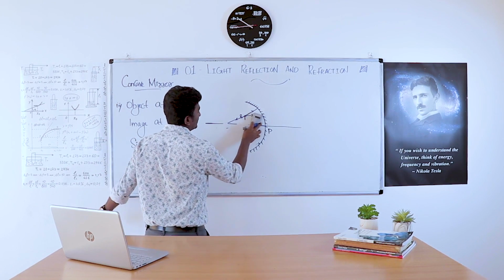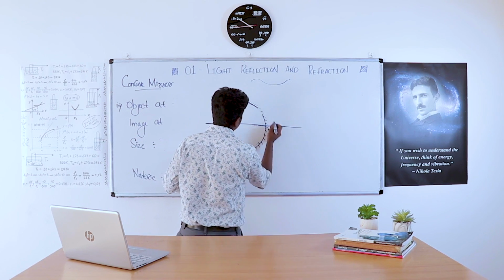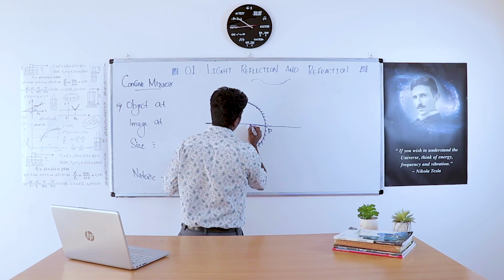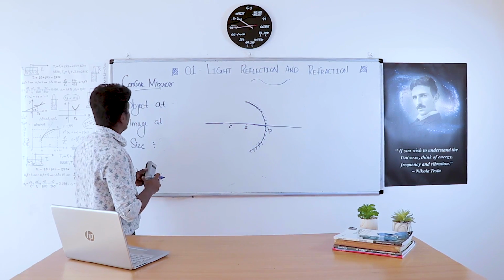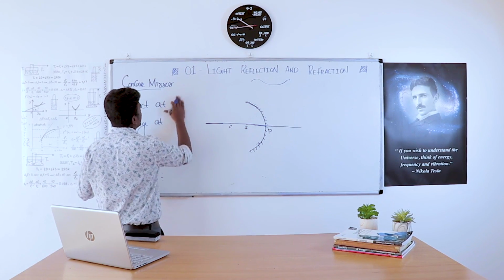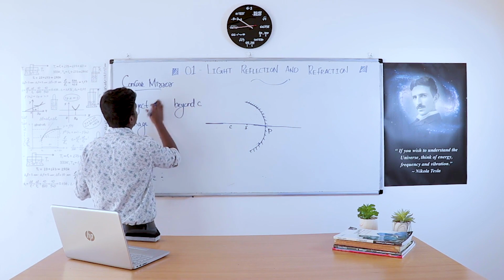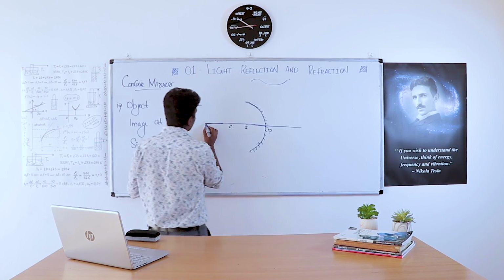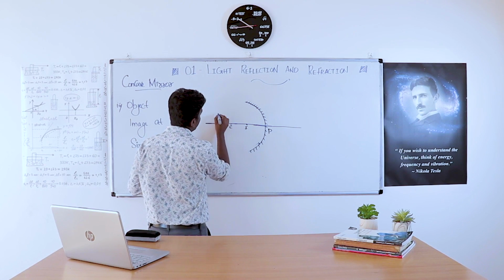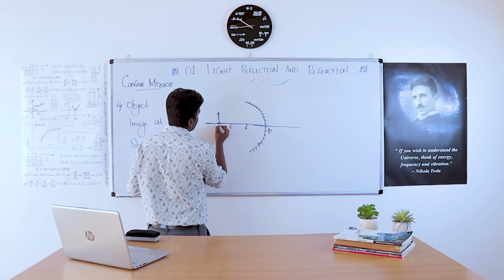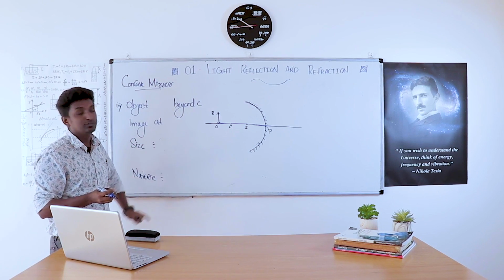Now moving to the third case. Taking the same figure of mirror: pole, focus, center of curvature. Then the third case is object beyond C. We are placing the object just behind C, just beyond C. So I am placing the object here. This is our object. Now we need to complete the figure and find where the image is formed.